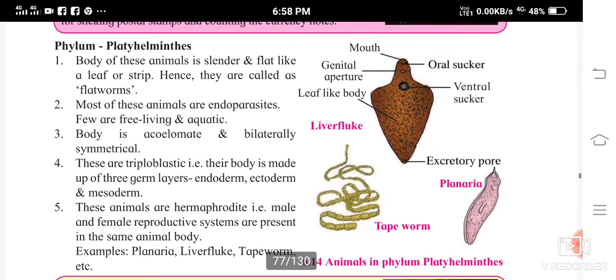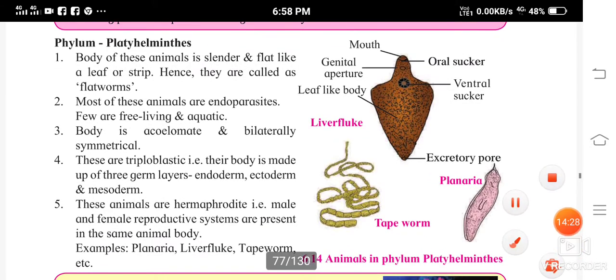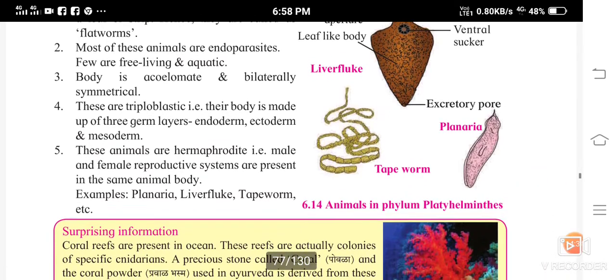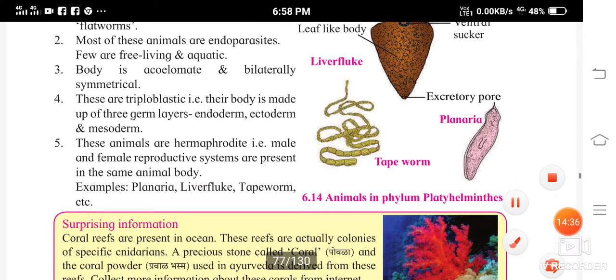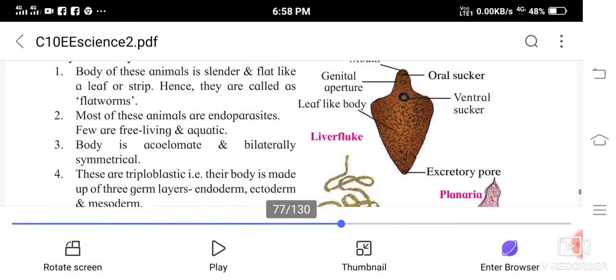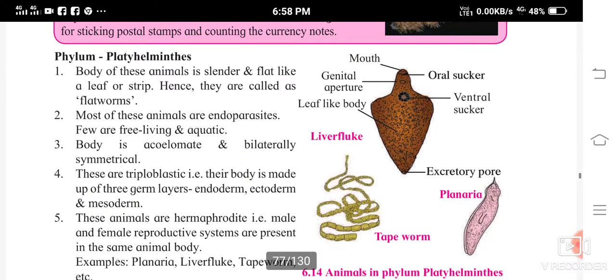So which are the examples in the figure? You can see over here liver fluke, okay. Then see tapeworm and planaria, okay. So these are the examples of the animals in phylum Platyhelminthes. Now this diagram also you should know, okay.